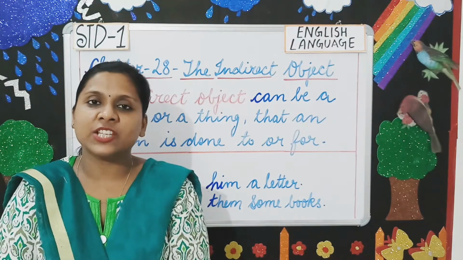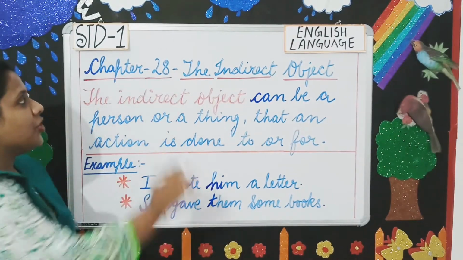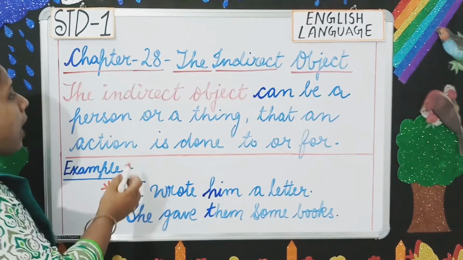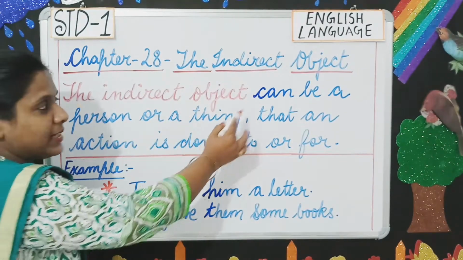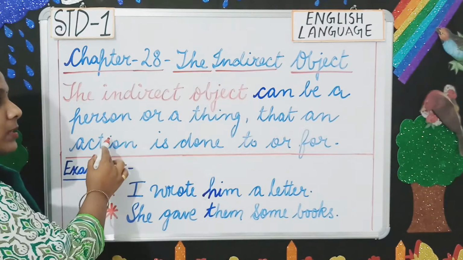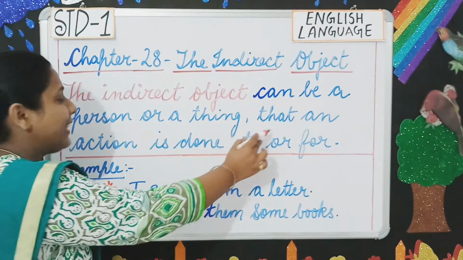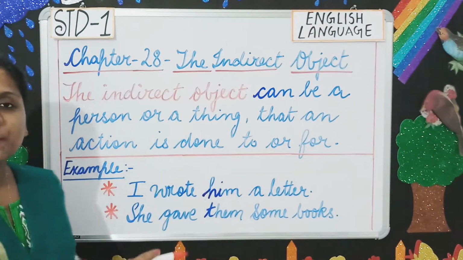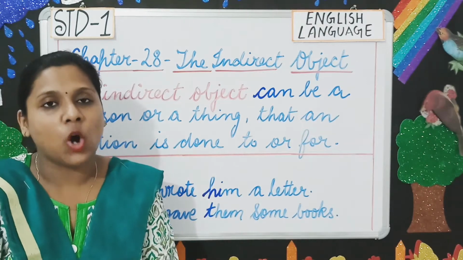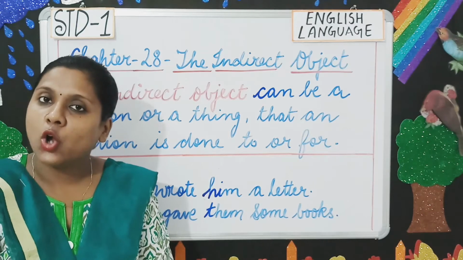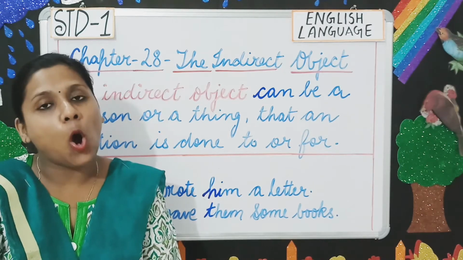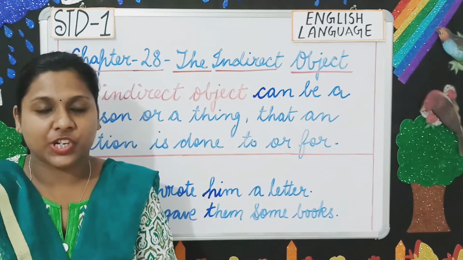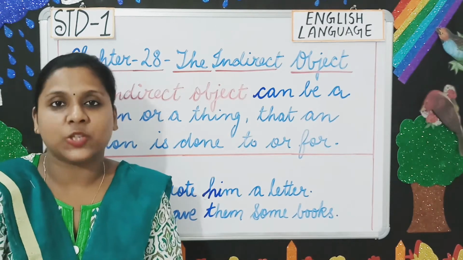Moving on to the next chapter, that is chapter 28, the indirect object. Now, the indirect object can be a person or a thing that an action is done to or for. This means that the indirect object can be a person also, it can be an object also. Whosoever is receiving the action, that becomes the indirect object.